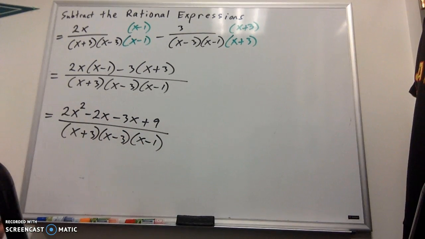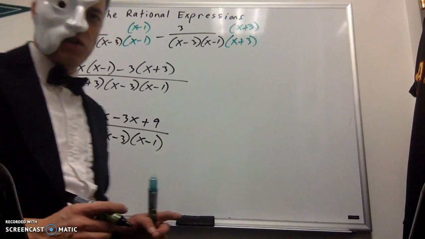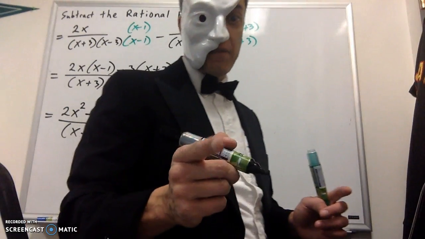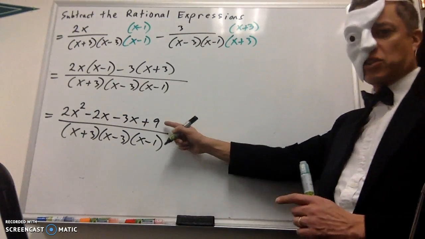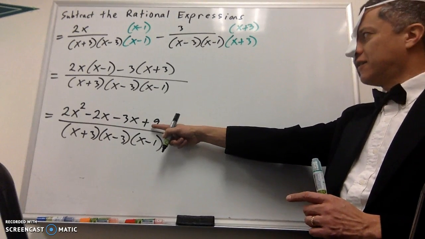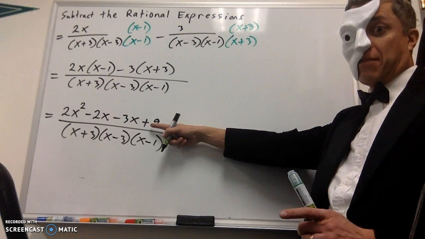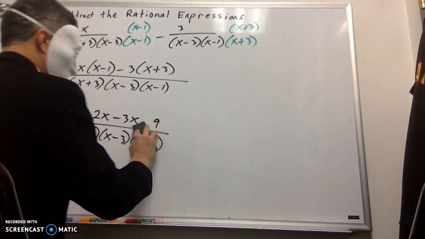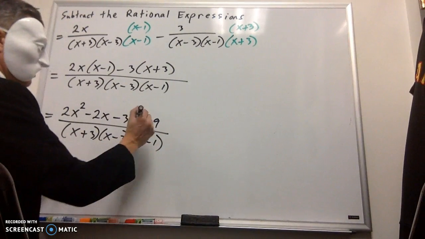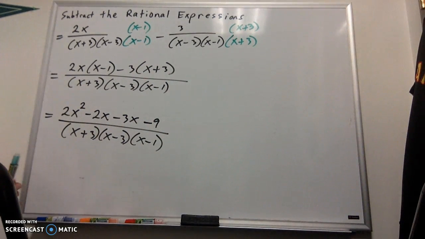Now, if you're thinking I'm doing just fine without any mistakes, you have fallen into the trap of the Phantom. Because I screwed up right there. I don't know if you picked up on that. If you picked up on that, then you have not fallen into the trap of the Phantom. Because that is a mistake right there. Negative 3 times a positive 3 is a negative 9, right? So if you got that, nice job.